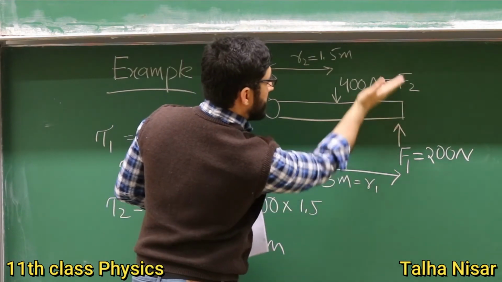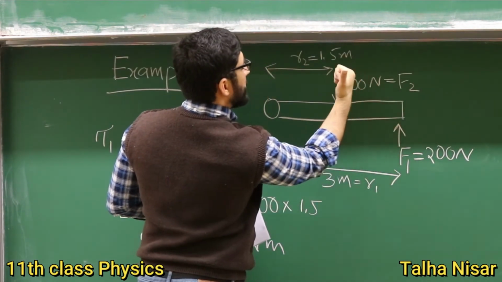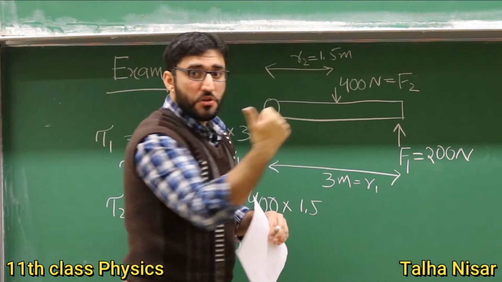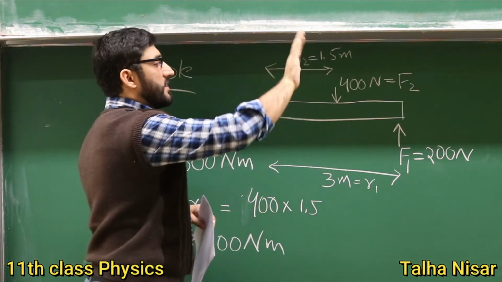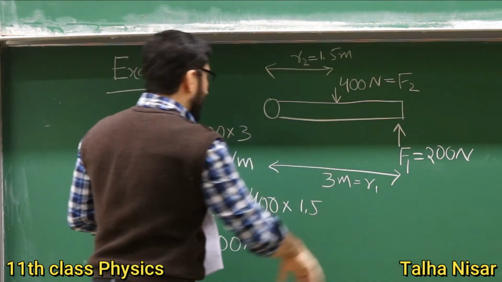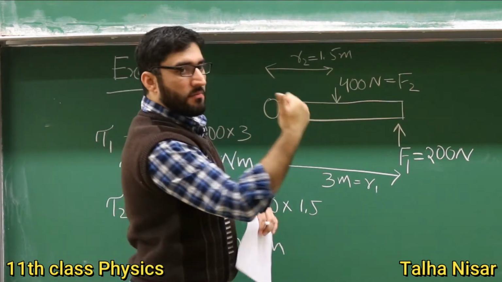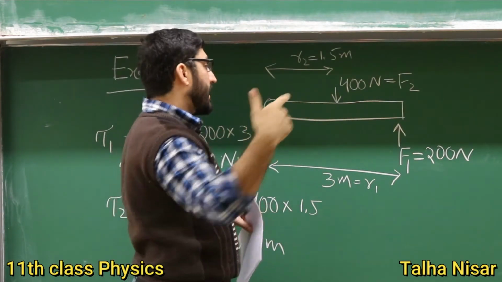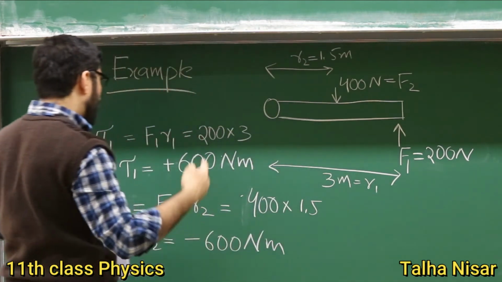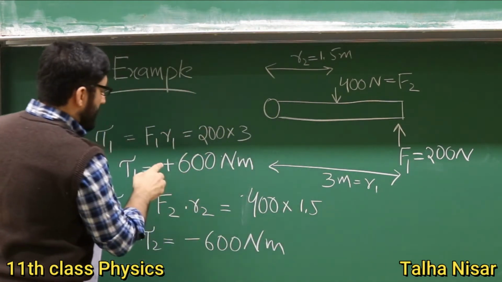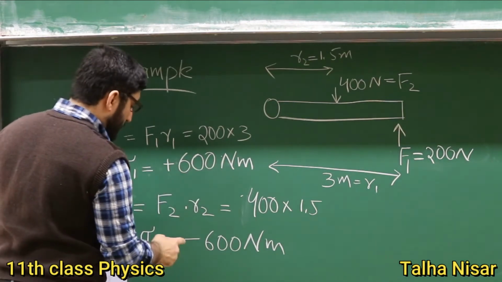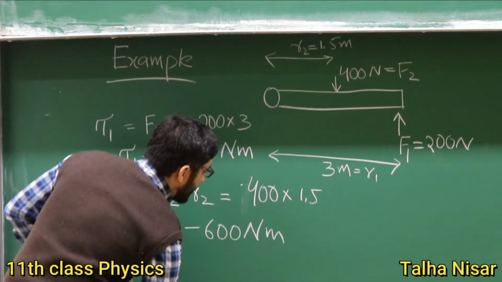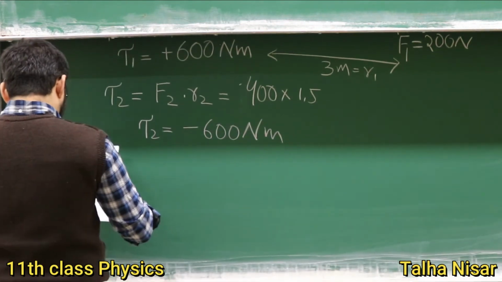since this force is in this direction, the torque produced is outward here, and the other force is in this direction, so this is inward. So one is in this direction, out of the board, and the second one is inward. So this is plus 600 newton meters, and this one is minus 600 newton meters.